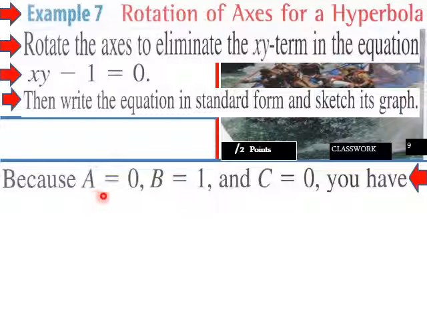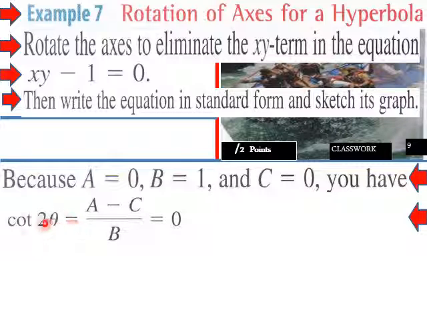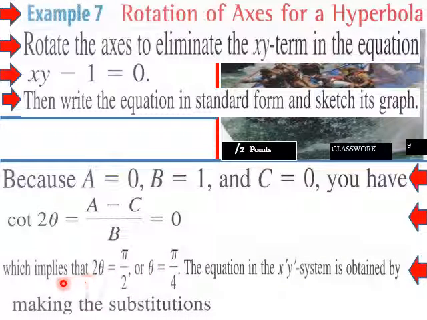Because a equals 0, b equals 1, and c equals 0, you have cotangent 2 theta equals a minus c over b equals 0, which implies that 2 theta equals pi over 2, or theta equals pi over 4. The equation in the x prime y prime system is obtained by making the substitutions here. Remember, b equals 1.